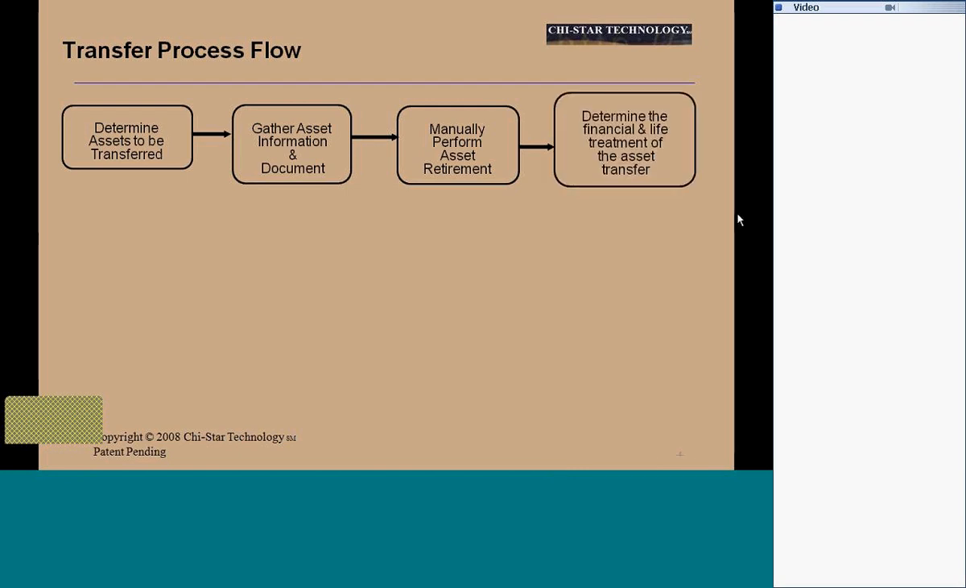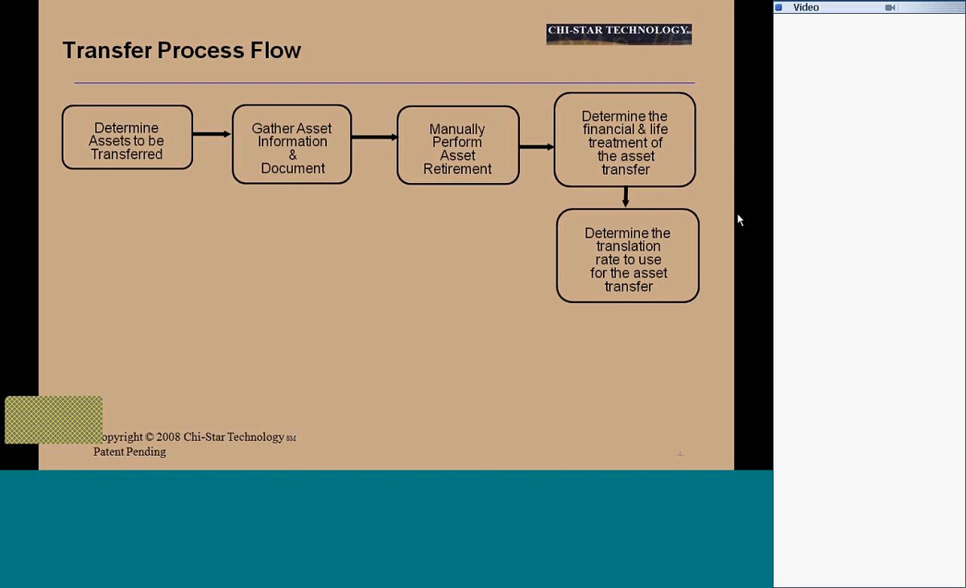There needs to be a determination on when the receiving side receives this asset, how to put this on their books financially, and how to put this on their books as far as the life treatment of the asset. So if I put this on my book with net book value only, how do I handle the life? So those determinations need to be made up front.